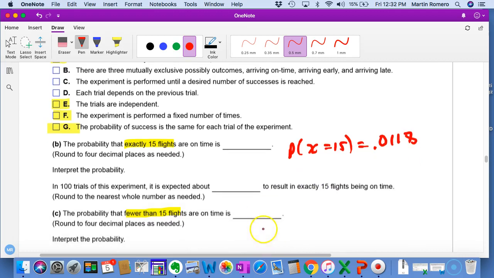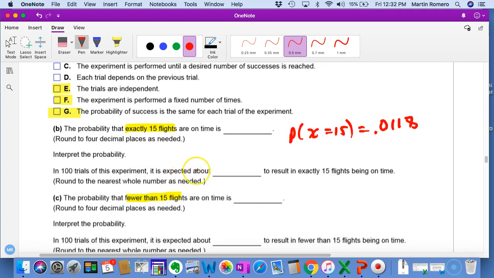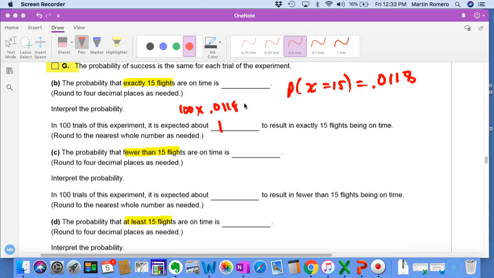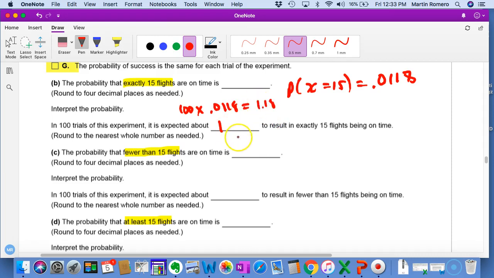So in 100 trials of this experiment, we would expect about blank to result in exactly 15 flights being on time. What you do is multiply 100 times the probability, 0.0118. So it's expected about 1 to result in exactly 15 flights being on time, because this just turns out to be 1.18, so about 1 time.